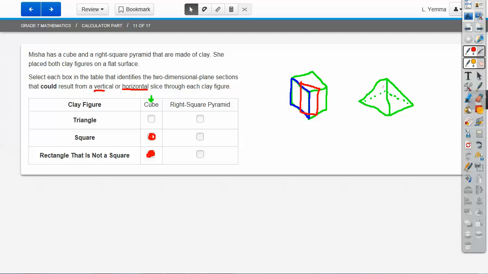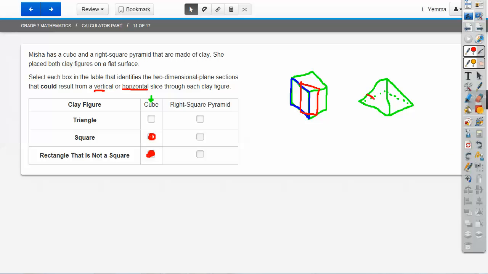Looking at my pyramid, clearly if I make a vertical cut that goes right through the top of my pyramid, I'm going to make a triangle. Now, incidentally, if I make a cut right here that's vertical, what shape will I make? Well, although it doesn't look too great, that is actually a trapezoid. But that's not one of the options, so I'm not going to worry too much about it.